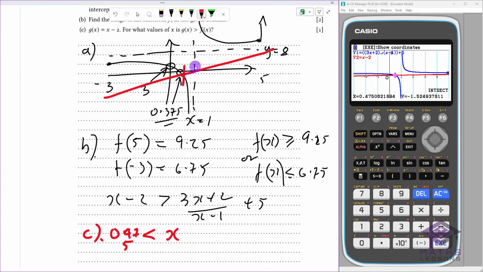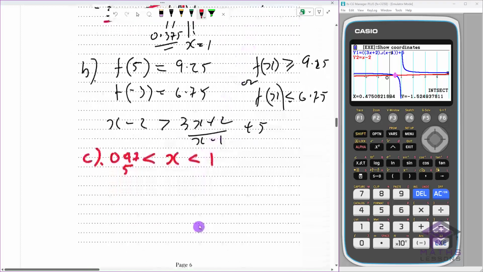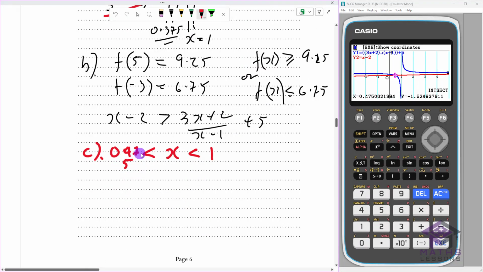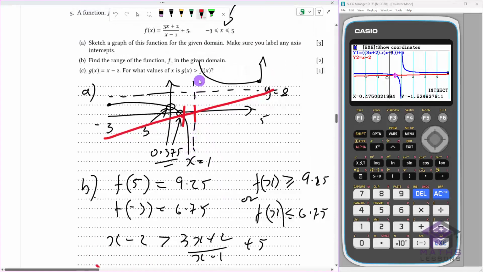Okay, and then up until we get to there, we know that g of x is bigger. And then once we go past here, f of x is bigger. Yeah, f of x up here is bigger. And we don't need to consider further than here because the domain is only up to 5. So in this range, 0.475 is less than x, and x is less than 1. Because when we're at 1, the graph flips round, okay, and suddenly f of x gets bigger.